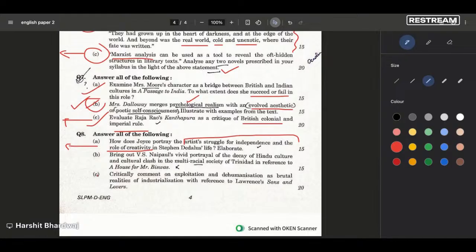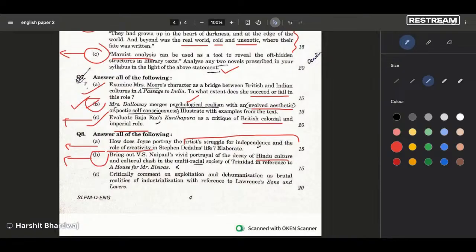Bring out V.S. Naipaul's vivid portrayal of the decay of Hindu culture and cultural clash in the multiracial society of Trinidad. Good question. UPSC has never asked anything specifically on the Hindu culture or the Indian diaspora. They have asked about the diaspora, but I don't remember them specifically asking about the Hindu culture. So this is a fresh change. Good idea. Again, it's a pretty standard idea. You should be able to do it.